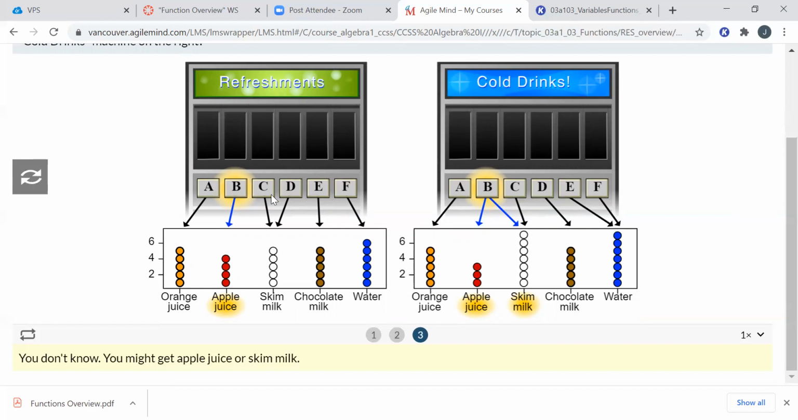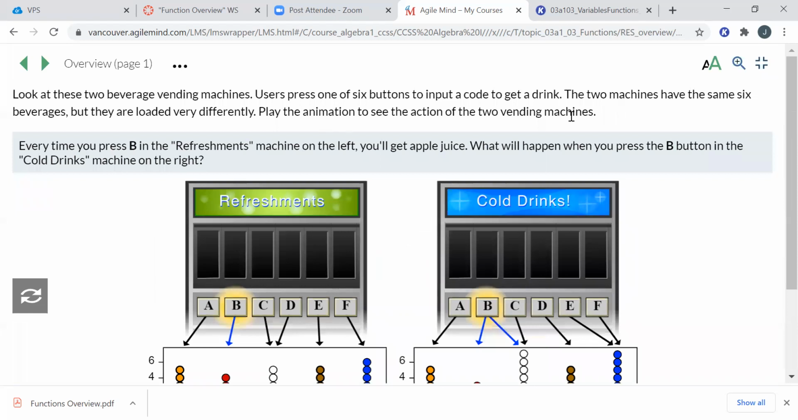Refreshments is a function because I can trust that every time I push a button, I'll get the same thing out if I push the same button. But cold drinks is not a function because if I push the same button, I might get one of two different things. I can't really count on it being the same every time. All right, so we're going to look at the next page.